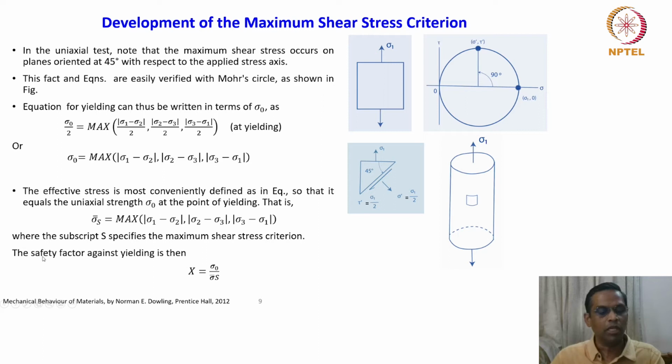Okay, similar to what we have seen in the normal fracture criterion, here also the safety factor against yielding is X equal to sigma naught divided by sigma S bar. There is a typo here, the subscript S on sigma bar. So this is the safety factor.